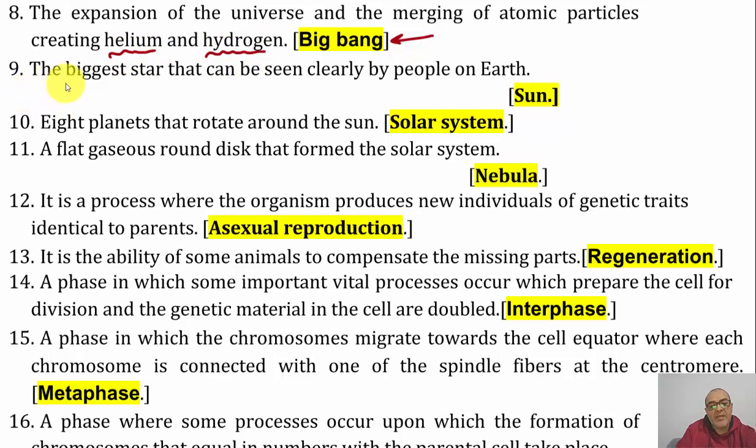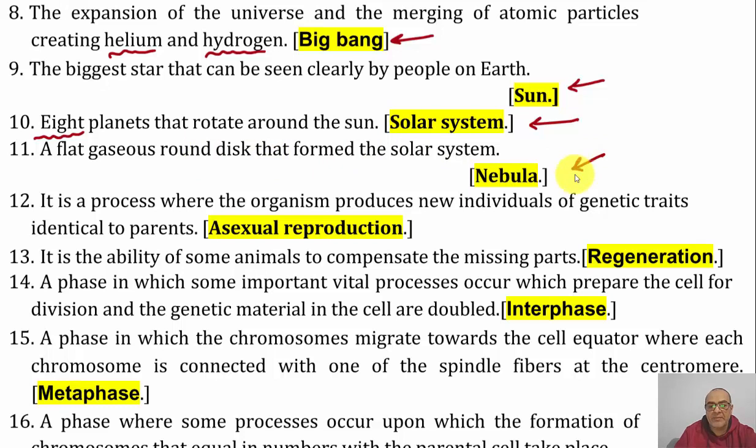Question number 9. The biggest star that can be seen actually is the sun. 8 planets. Take care here, 8, not 9. 8 planets that rotate around the sun. We call them the solar system. 11. A flat gaseous round disk that formed the solar system.